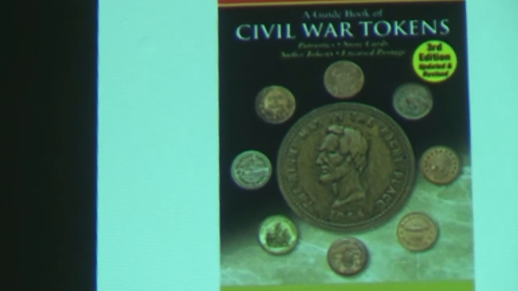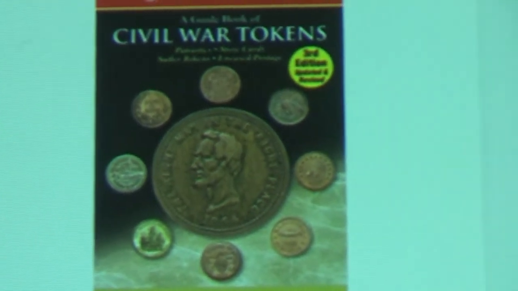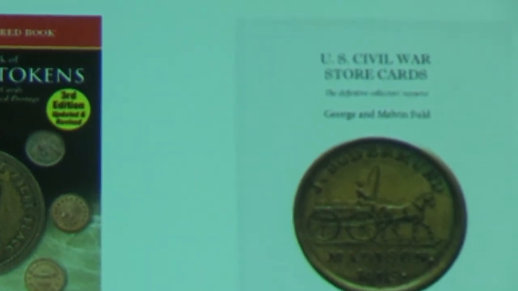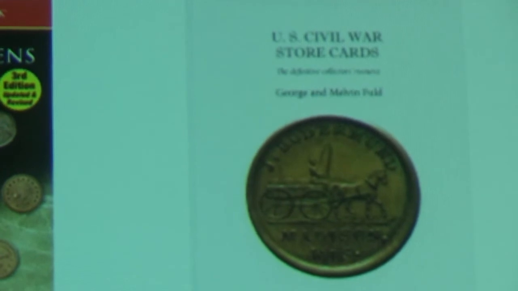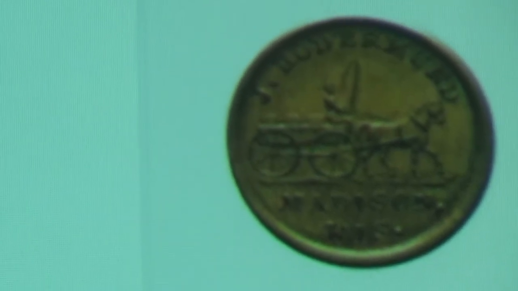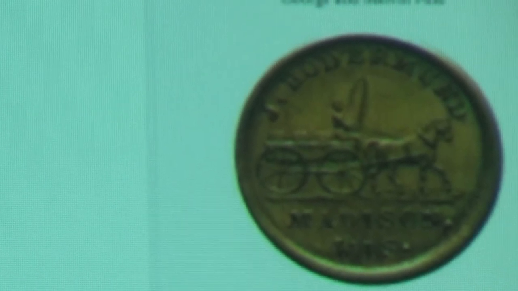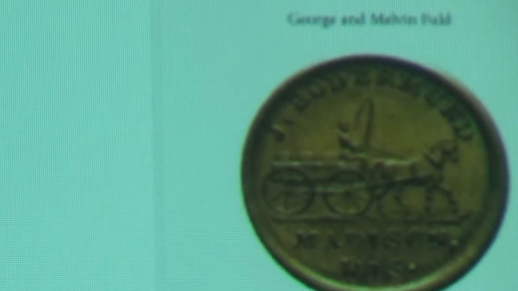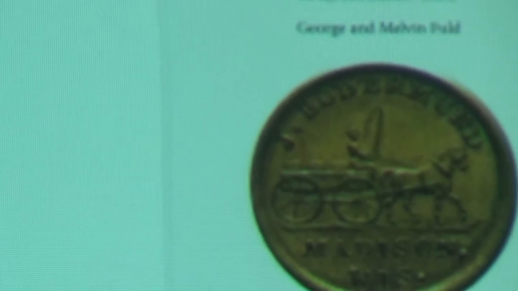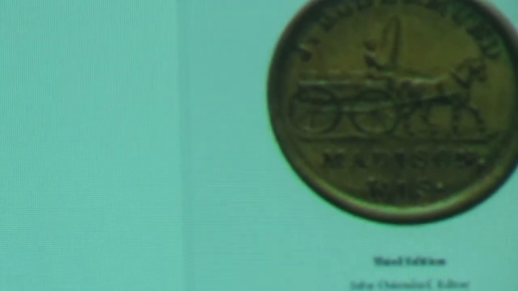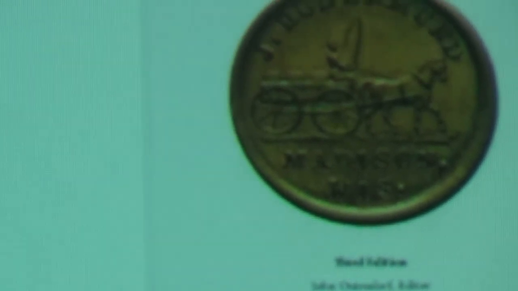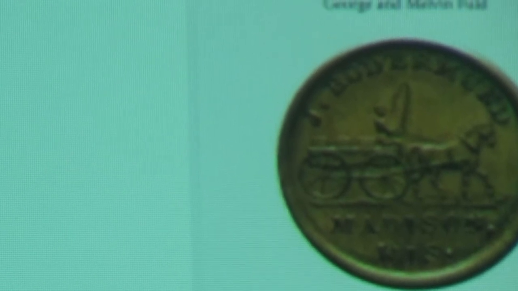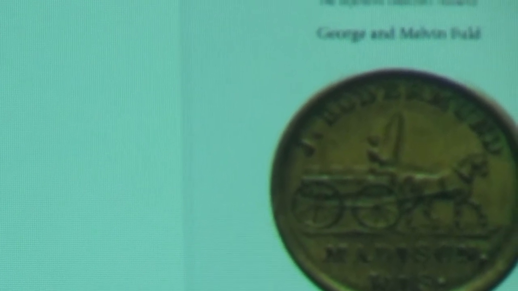Now, the one that I like better is U.S. Civil War Store Cards, and this is put out by the Civil War Token Society. There are some magazines in the back there. This volume is about 400 or 500 pages. It goes by the number that you saw up there, PA, meaning it's for the state of Pennsylvania. 750 happens to be the number for Philadelphia. And then the last two digits, 16A, is a Philadelphia coin, the 16th version of that.